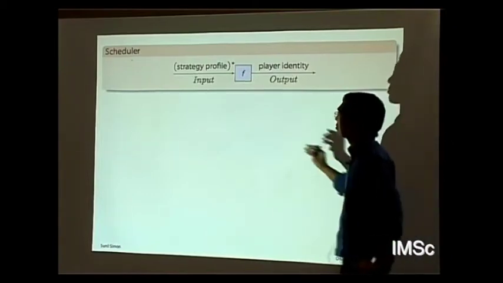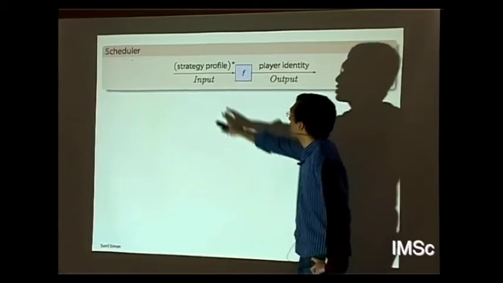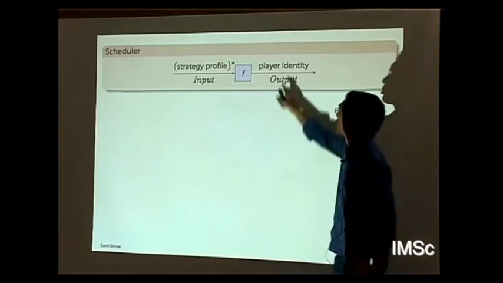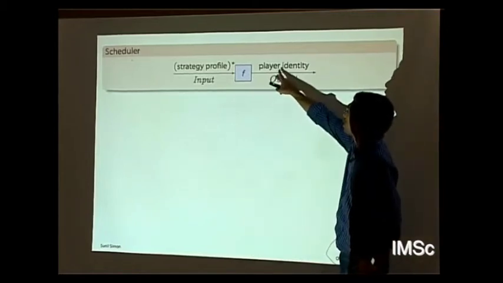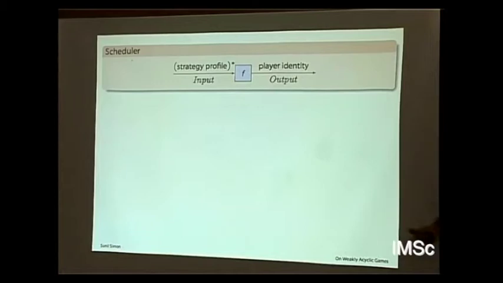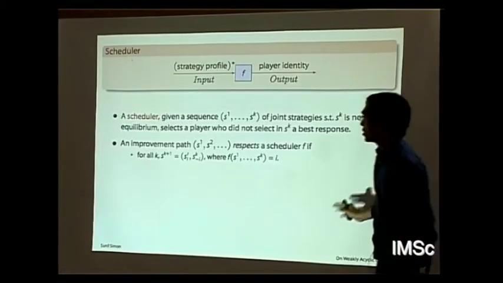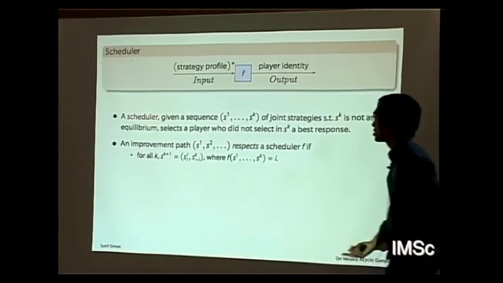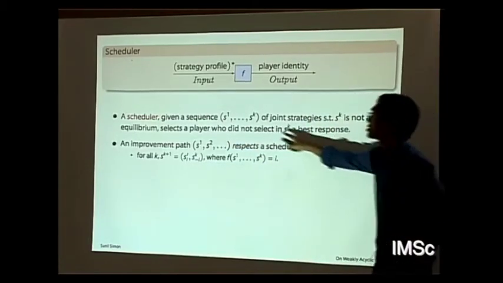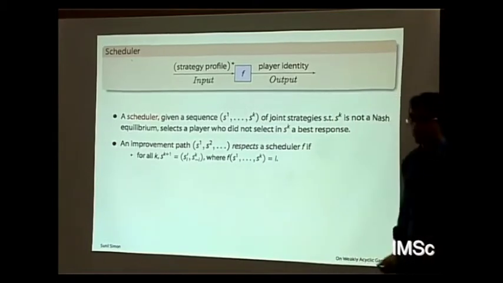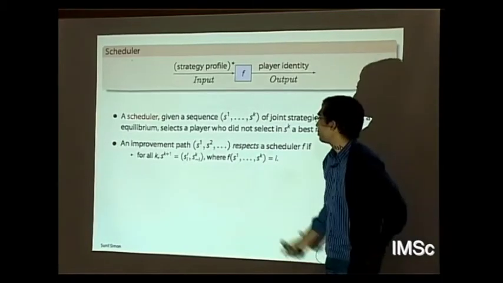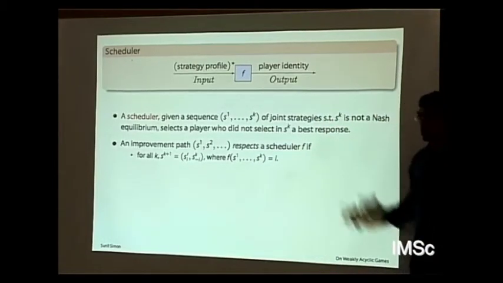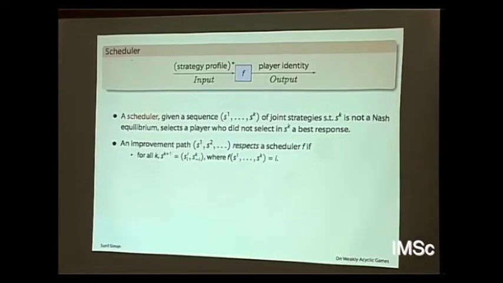You can think of a scheduler as simply a function f. It takes as input finite prefixes of strategy profiles, and it produces on its output a player identity. So what's the idea here? Suppose you give it a sequence S1 to Sk of joint strategies, such that the last profile here is not a Nash equilibrium. Then it will pick a player in this last profile who is not playing a best response.